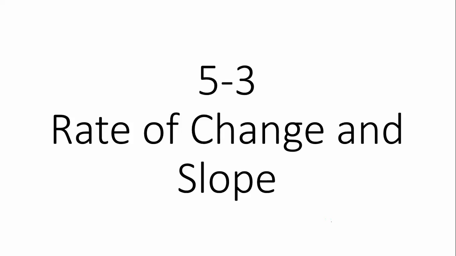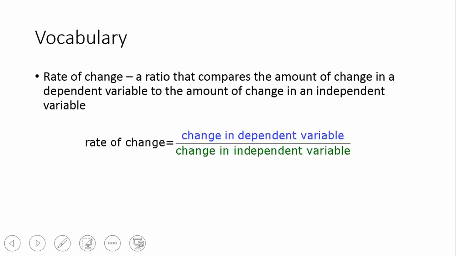Section 5.3 is titled Rate of Change and Slope. So the first term is rate of change, and it is a ratio that compares the amount of change in a dependent variable to the amount of change in an independent variable. So for rate of change, we have an equal sign, change in the dependent over the change in the independent.